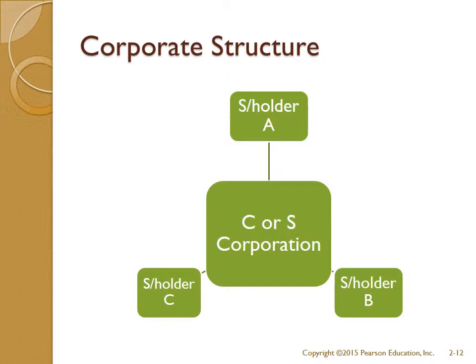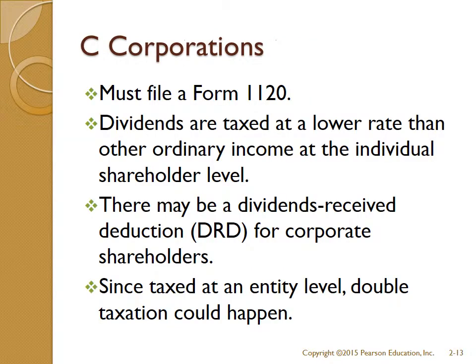This is a fairly simple diagram showing, I'm not real sure what this is supposed to be showing. Just the fact that you have various shareholders. S corporations are limited in the number of shareholders they can have. C corporations are not, but shareholders are the owners of the corporation.